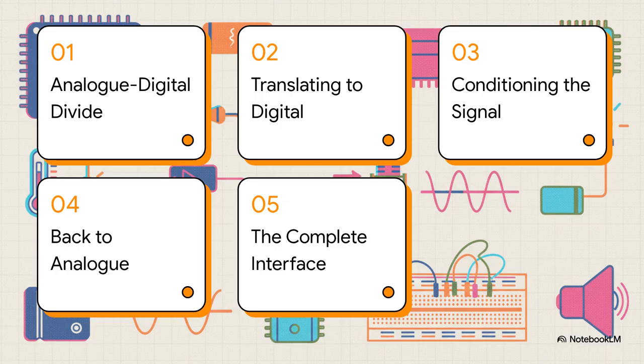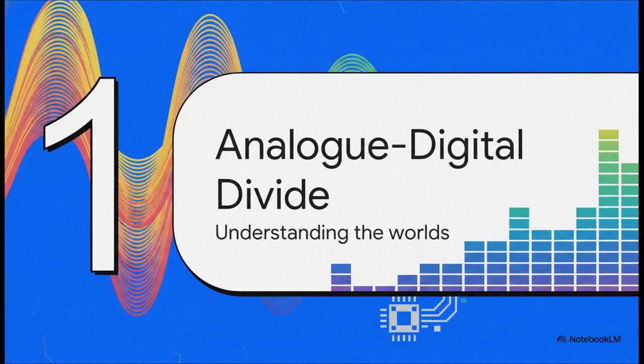We're going to follow the entire journey of a signal. First, we'll get a handle on the two worlds we're trying to connect. Then, we'll look at how a microcontroller listens to the world using something called an ADC. After that, we'll see how to clean up that signal with an op-amp, and finally how it talks back using a DAC, before we pull the whole system together at the end. So let's make sure we're all on the same page.